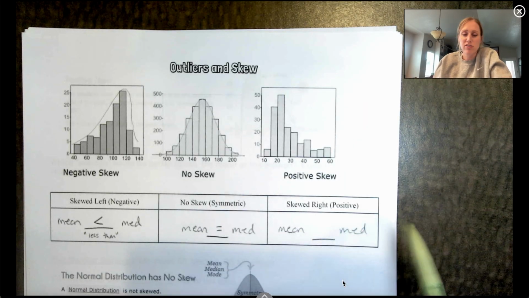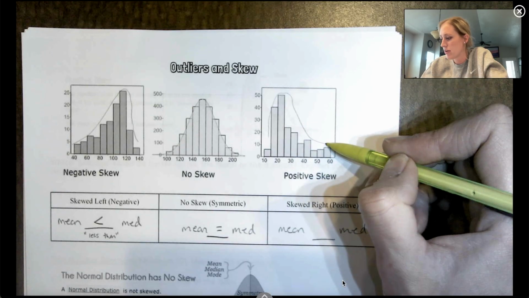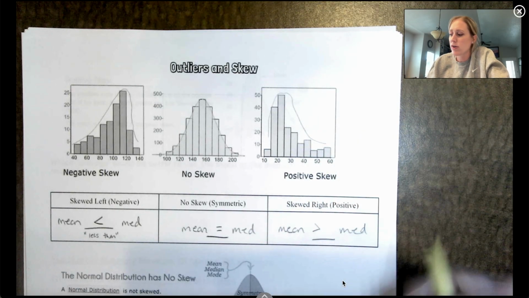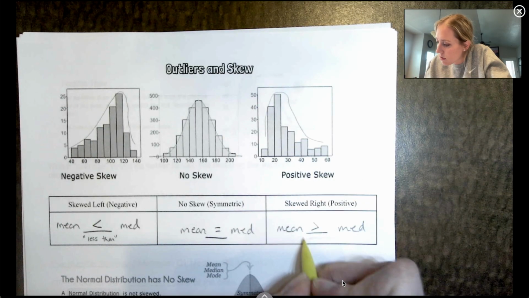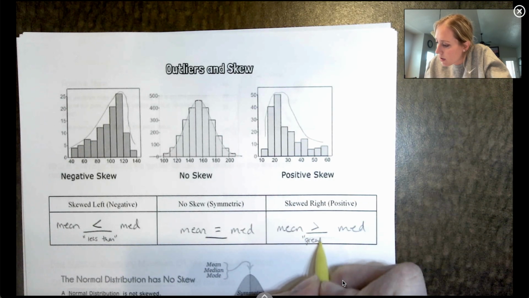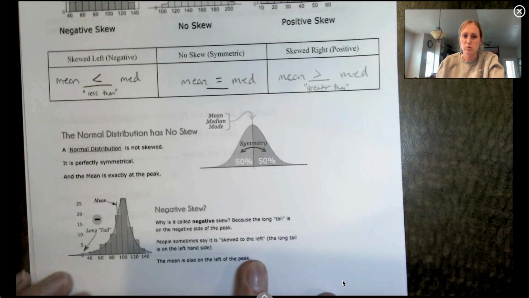And then skewed right is the opposite of skewed left. We have the peak on the left and the tail to the right. And that happens when the mean is greater than the median. And again, I'm going to write greater than here so you know what that symbol is. Greater than the median. Okay, so these are just some more pictures with descriptions, you guys.